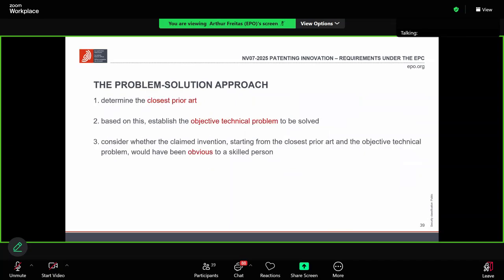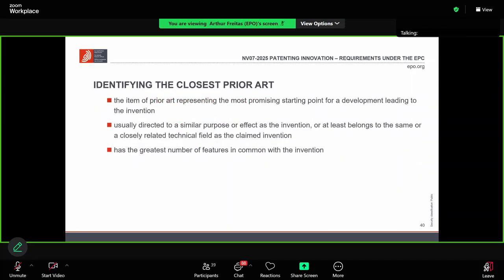Okay, the problem solution approach has three steps: finding the closest prior art, establishing the objective technical problem, and then checking whether or not it would be obvious. Starting from the closest prior art, looking at the objective technical problem to be solved, would I arrive at this very claimed solution? Okay, important. We move on here.